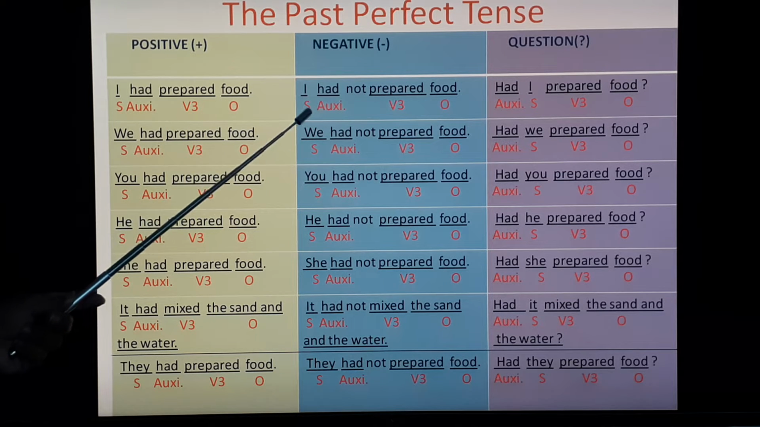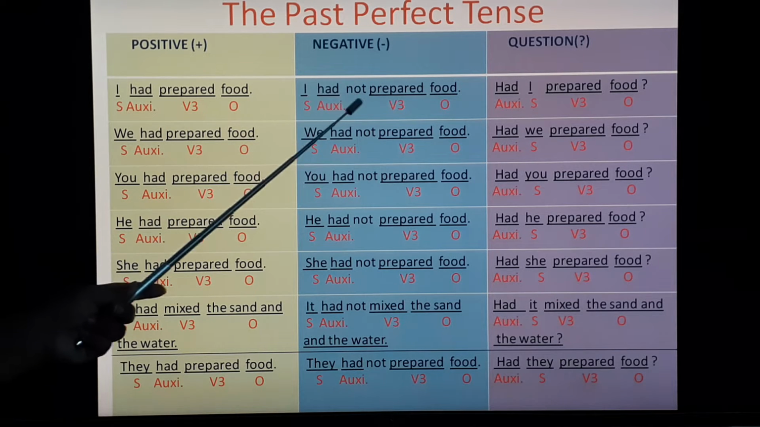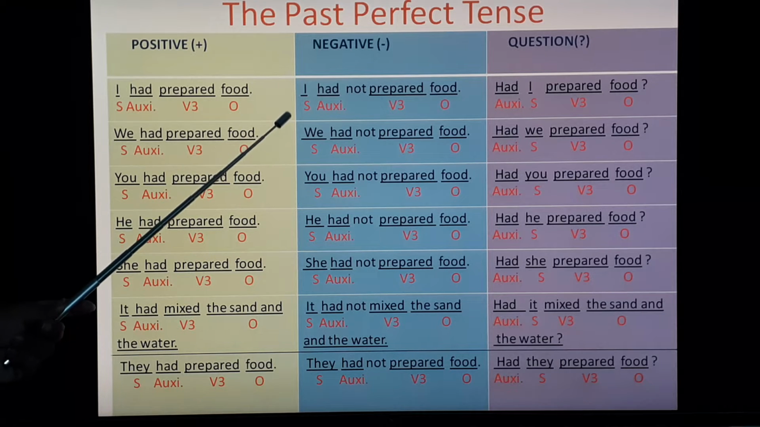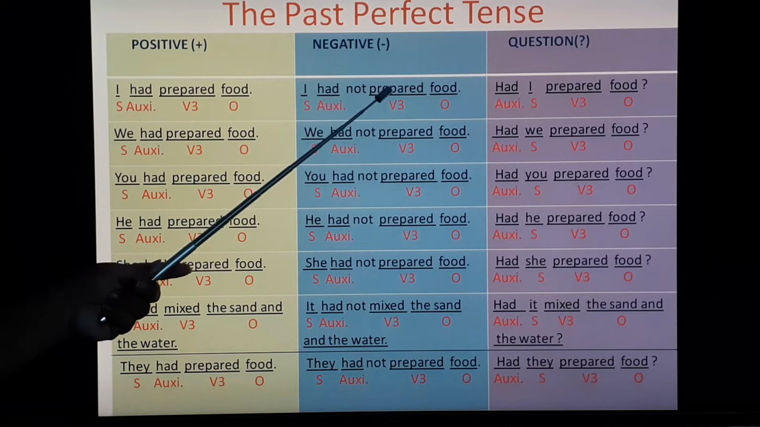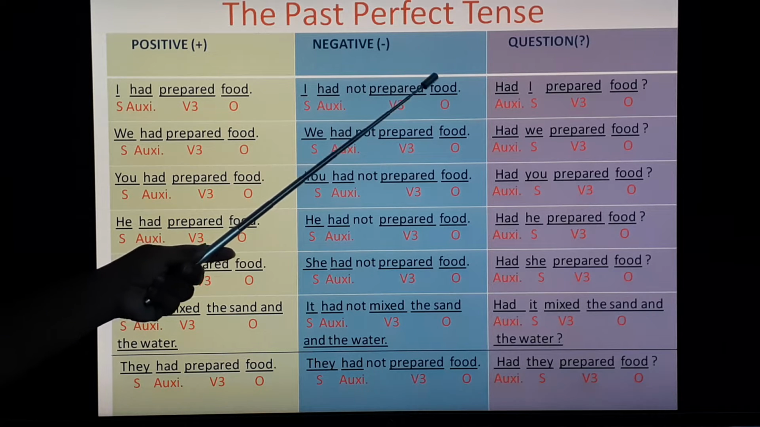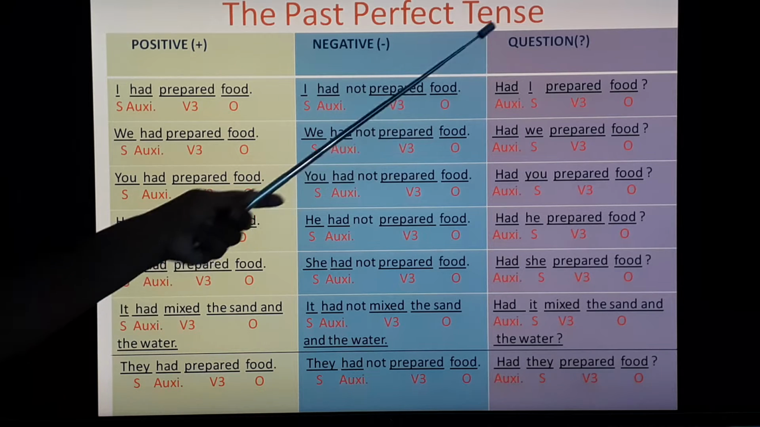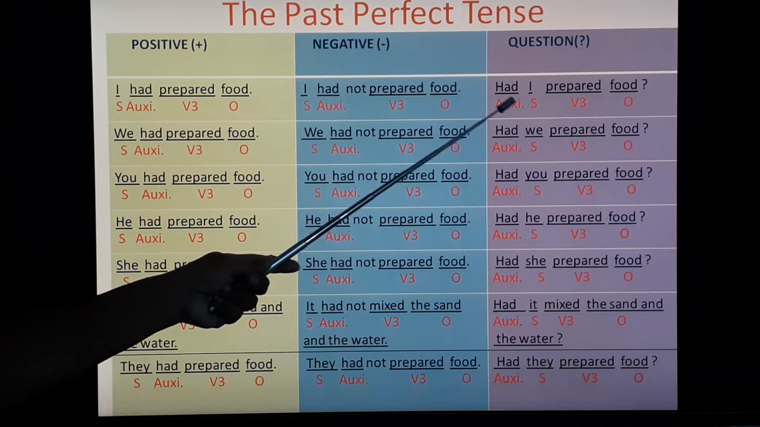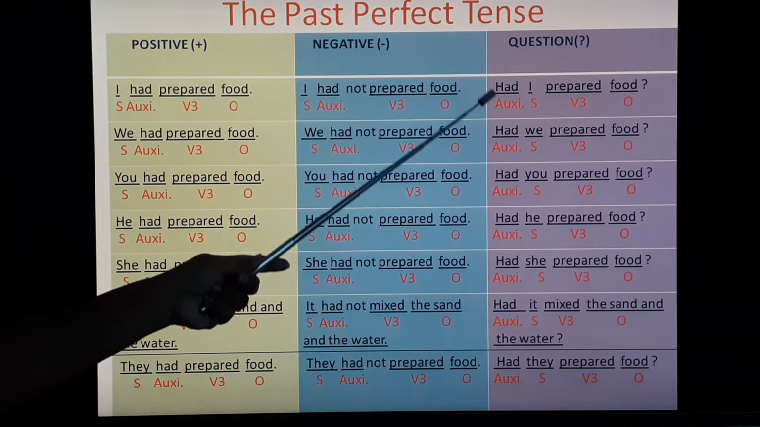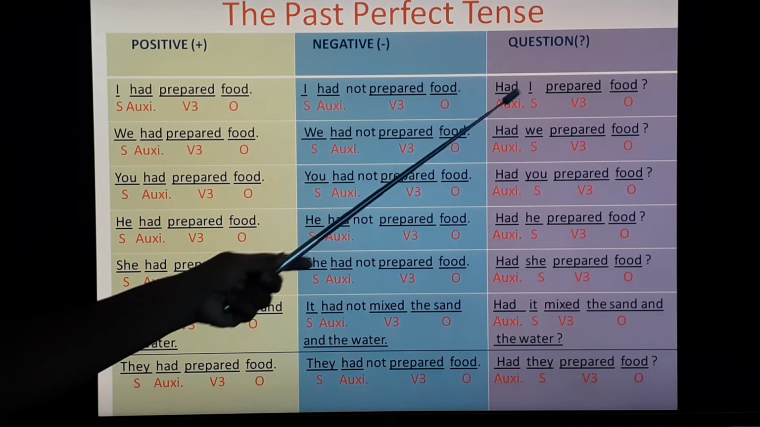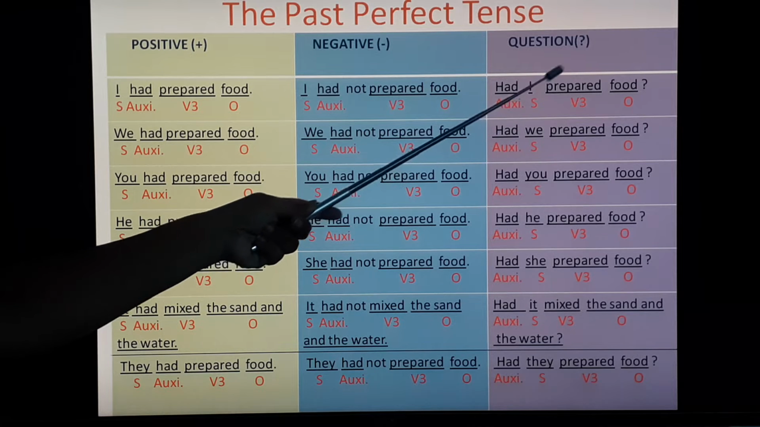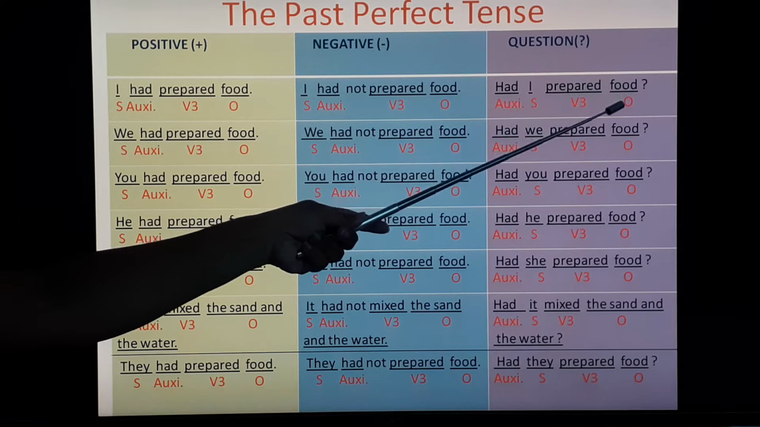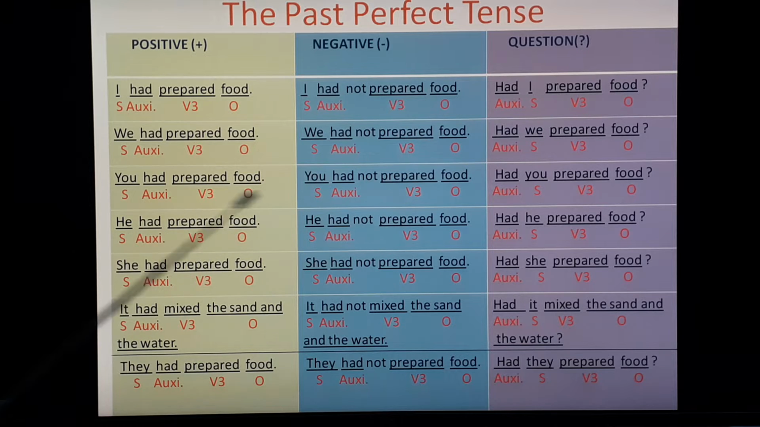Now come to negative sentence. I had not prepared food. I, subject, had auxiliary verb, not is given because negative sentence. Prepared, V3 form, and food, that is an object. Interrogative form, just you have to change the place of subject and verb, that is auxiliary verb. Had will come in the beginning. So had I prepared food, had auxiliary verb, I subject, prepared V3 form, food object, and then question mark.